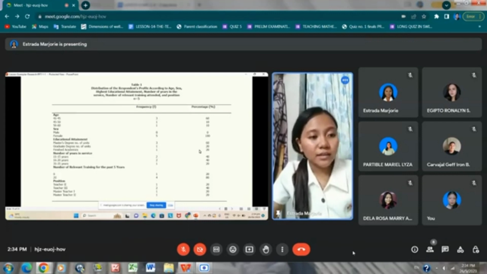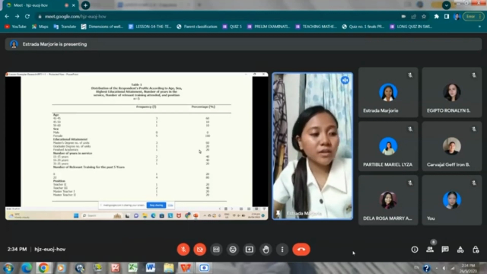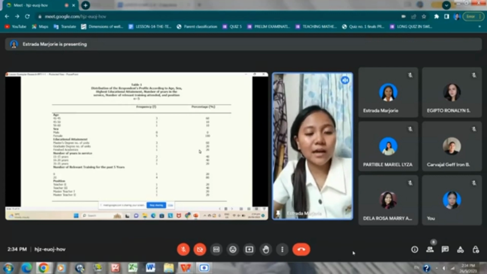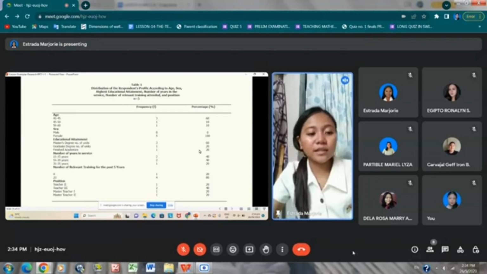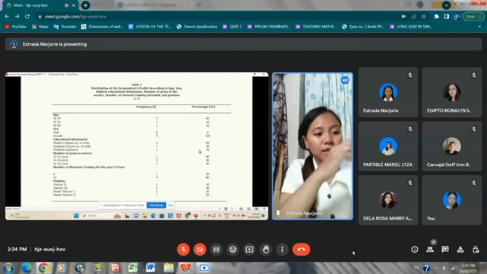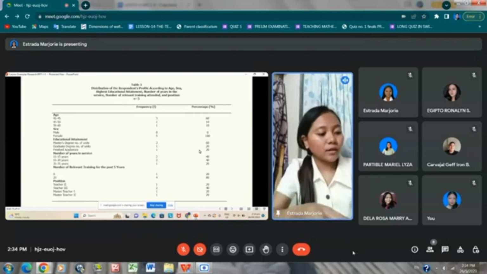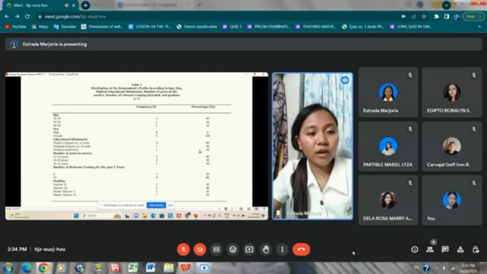The number of relevant trainings in the past 5 years shows that most of the participants had 20 trainings in the past 5 years, and only 1 of them had 0 trainings. And the position, as shown in the table above, there is 1 Teacher 2, 2 Teacher 3, and 1 Master Teacher 1 and Master Teacher 2.